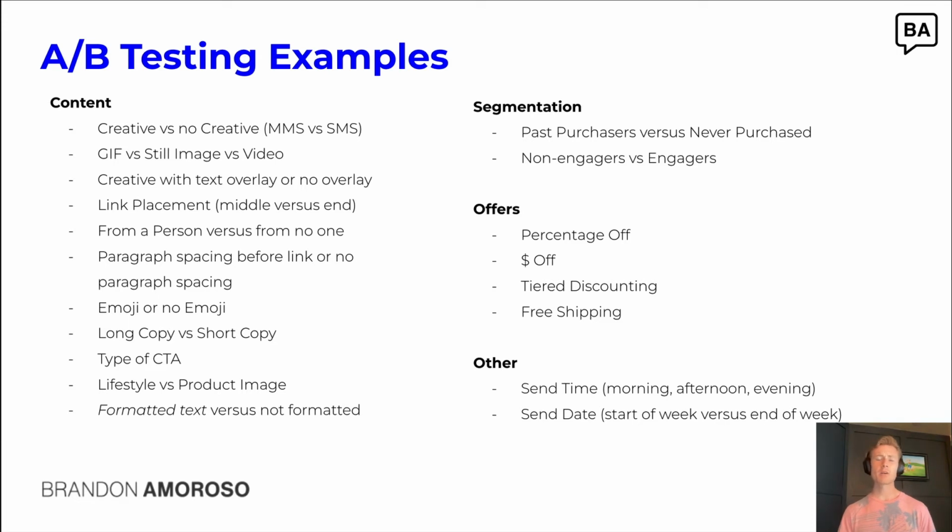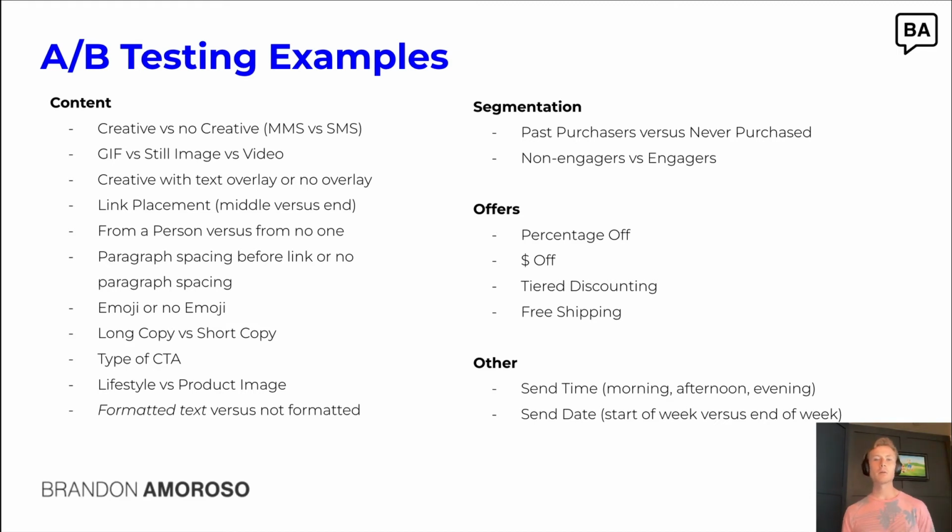Next is paragraph spacing before the link or no paragraph spacing. It seems very minor, but sometimes if you include a paragraph space after the end of your text thread and then include the link versus just dropping the link immediately, it might actually improve click-through rate.